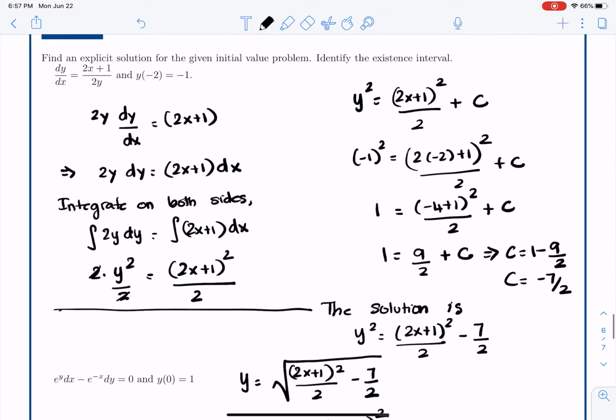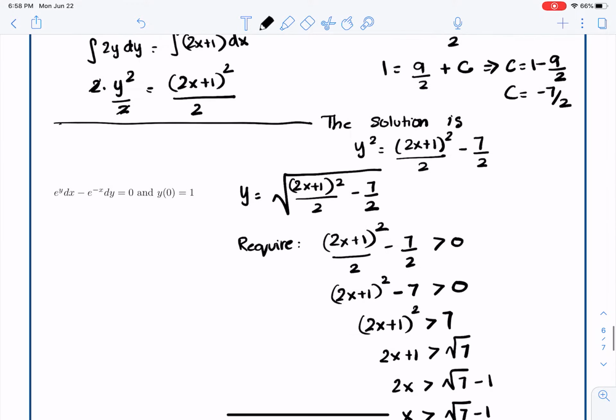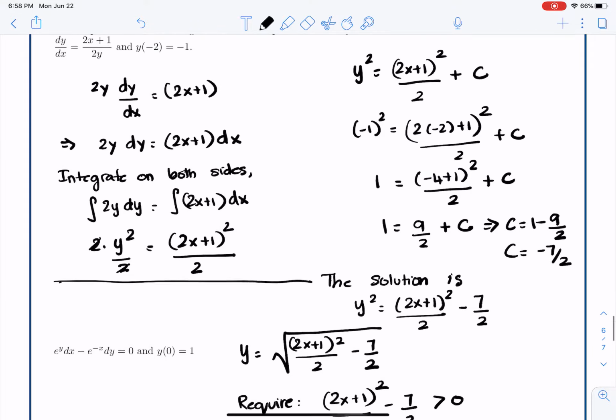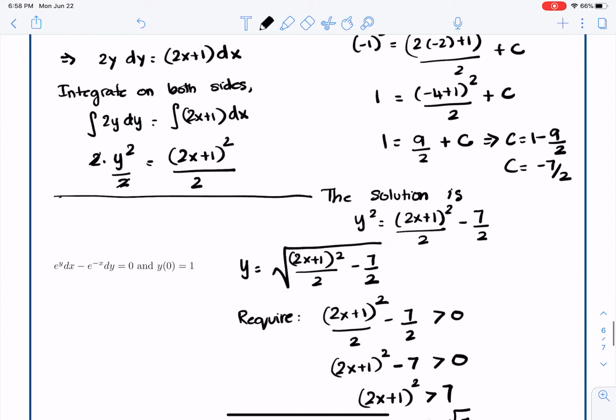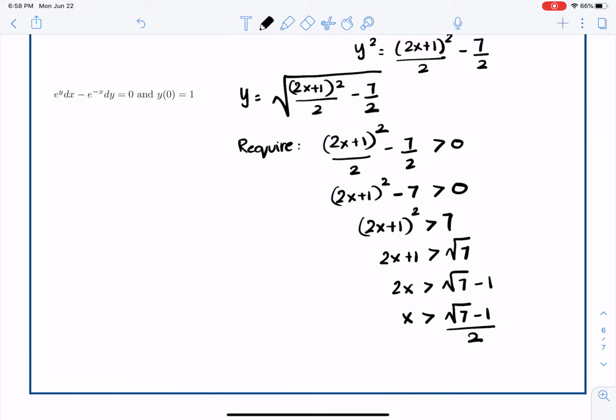But you look at the problem, the value of x is negative. We have y of negative 2 to be equal to negative 1. And you may wonder, well, what happened? Well, the key here is plus or minus. For the root 7, we could write it as plus or minus root 7, because we are taking the square root.